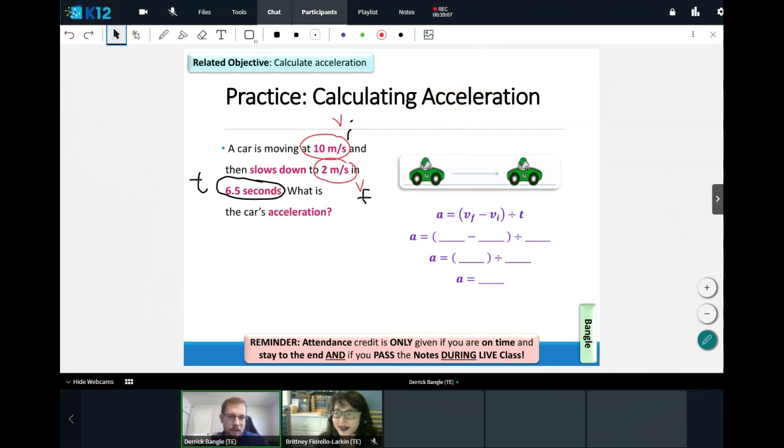Now we have to calculate what is our car's acceleration. All we have to do is plug these in, right? So what goes in this first blank right here? Let me change this to red. That would be our final velocity right here. And here would be our initial. Let me type that in there. That's going to be 10.